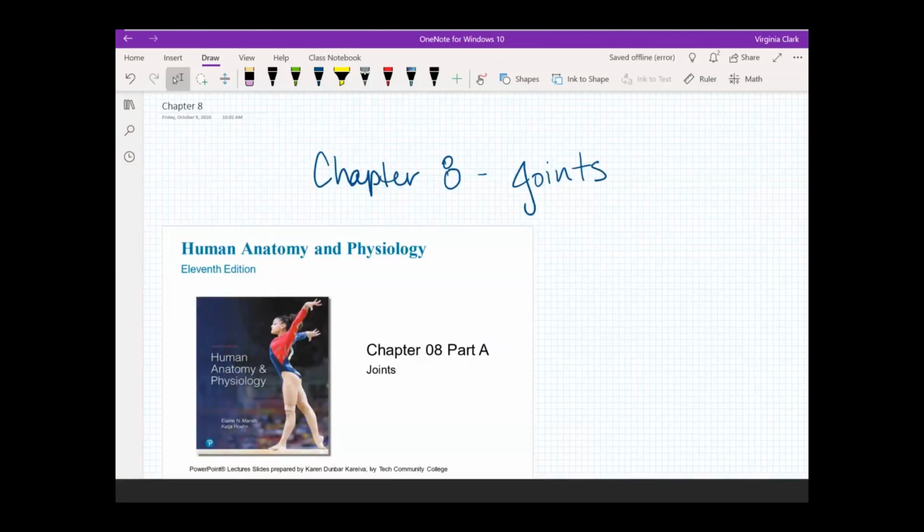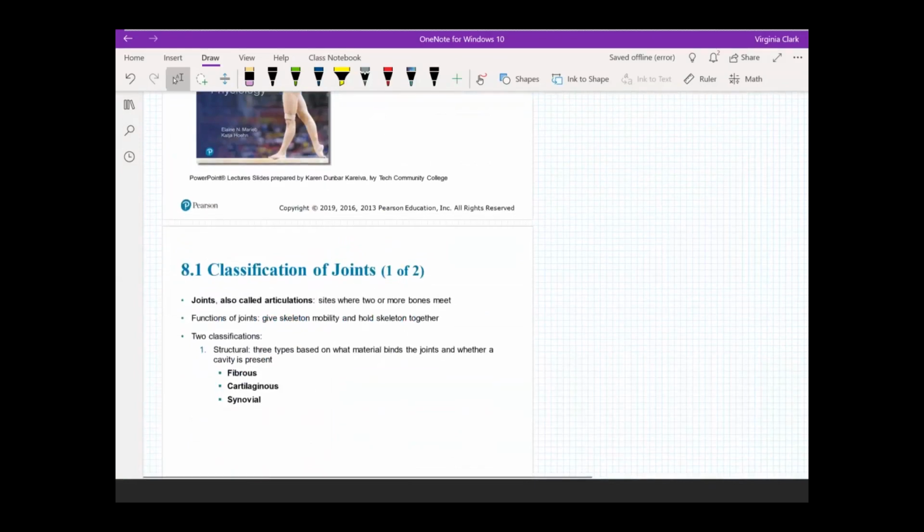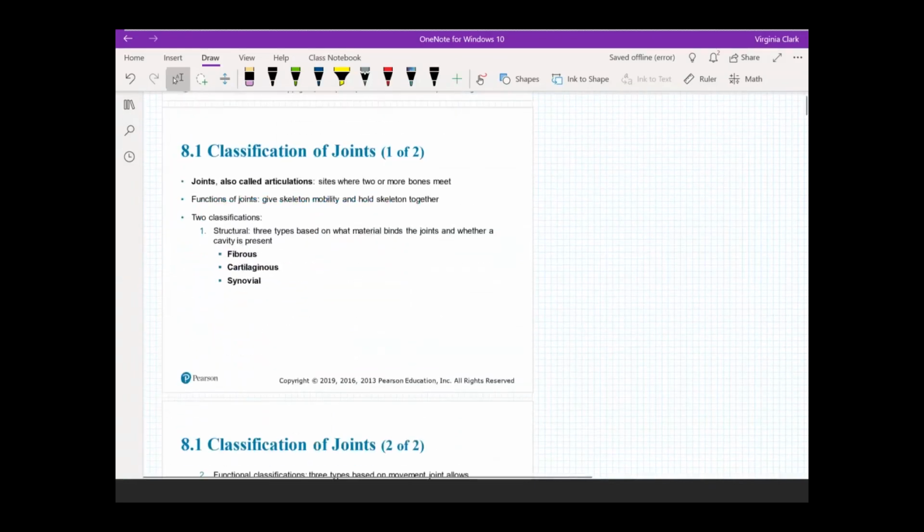Chapter 8, joints. We're now going to build on the complexity of the skeletal system and talk about the connection between all of our bones. That's going to be called a joint. Another term you'll see is articulation, and that is essentially whenever a bone is connected to another bone. It will be called an articulation.